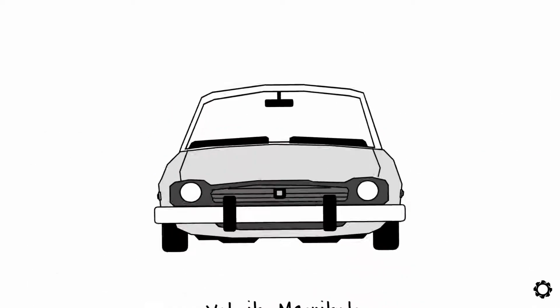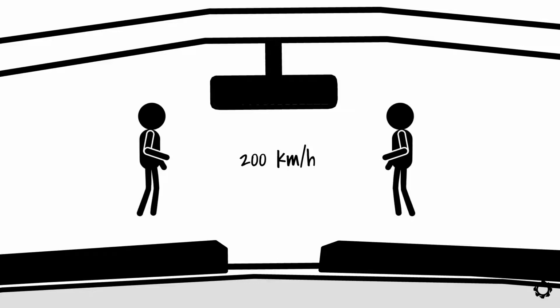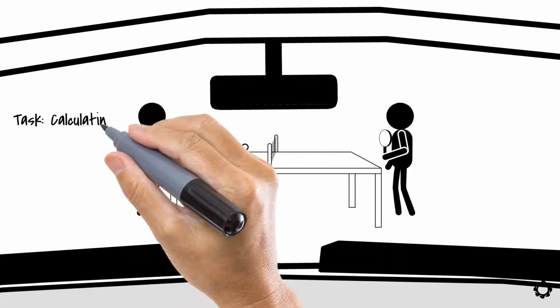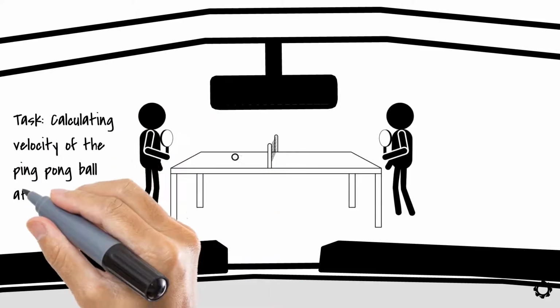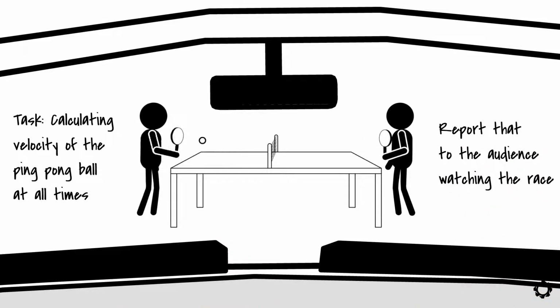Now imagine that there are two people in the car going at 200 kilometers per hour. Incredibly, they have a ping pong table in the car, and of course, they don't miss the chance to start playing ping pong. If it's not crazy enough, imagine that you are given the task of calculating the velocity of the ping pong ball at all times, and report that to the audience watching the race. How would you approach this problem?